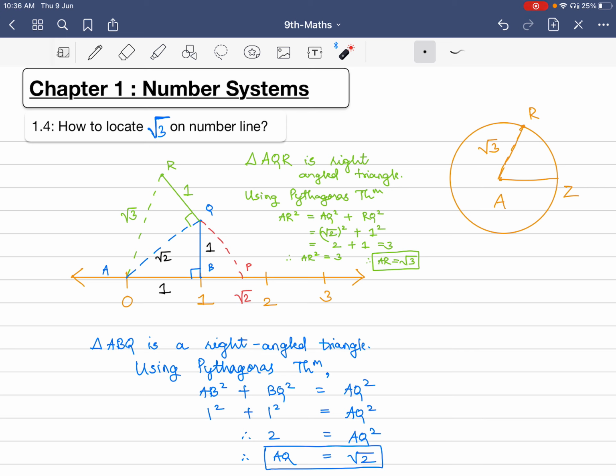This is exactly the same concept we used to locate root 2 on the number line. The only thing is we have this double construction. First we found out root 2, then we found out root 3. So that might be a little confusing. However, conceptually the same thing is happening here. So now let's do that construction.